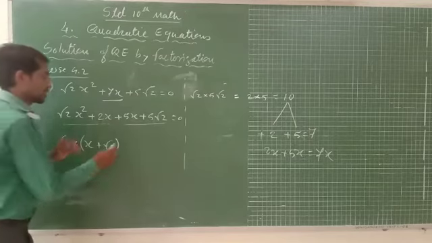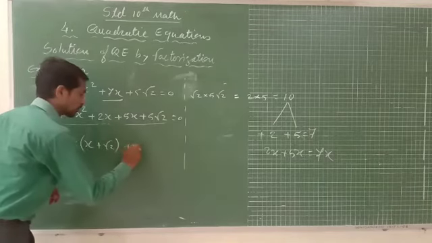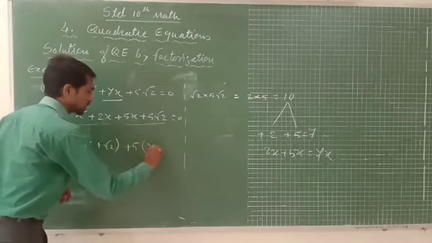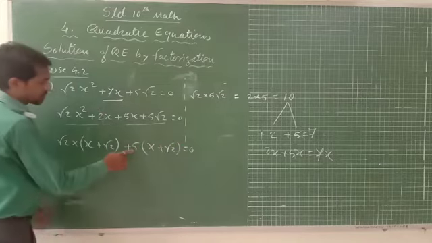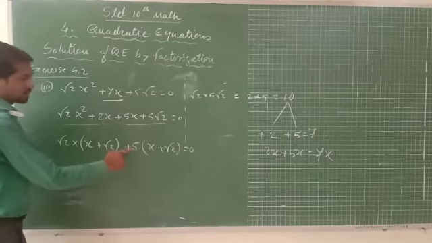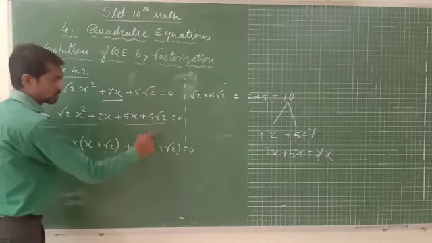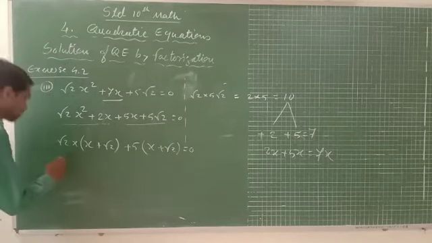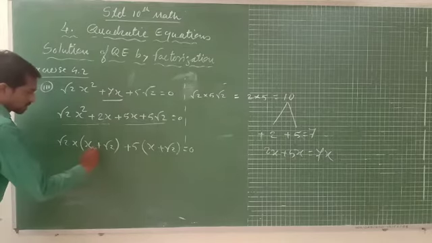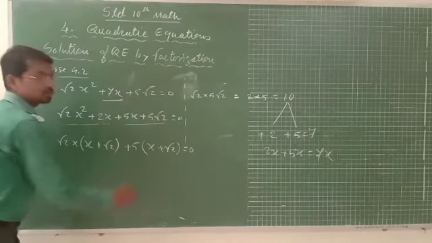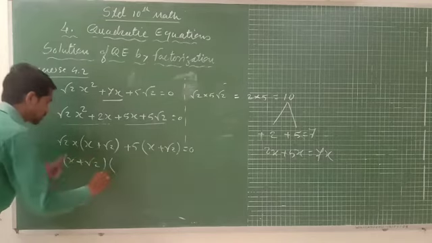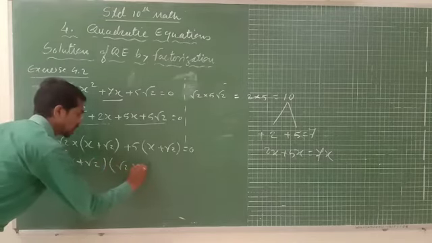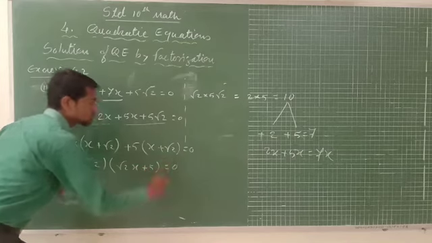Like this one. Here, what is common? 5. Remaining is what? x plus root 2 is equal to 0. Check again. 5 into x, 5x. 5 into root 2, 5. Is it? Now again, common. x plus root 2 is common, and remaining is what? Root 2x plus 5 is equal to 0.